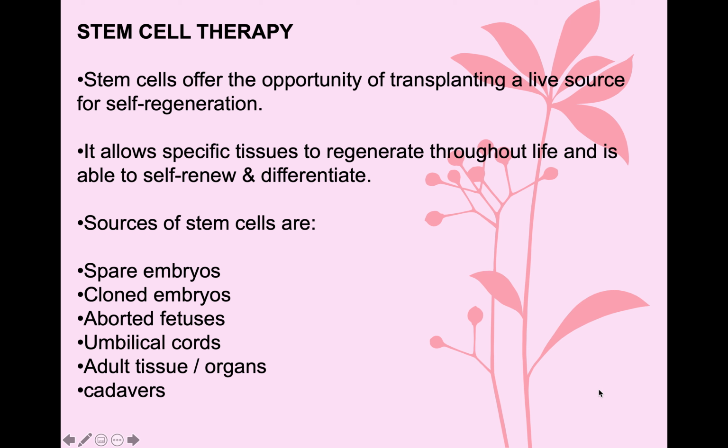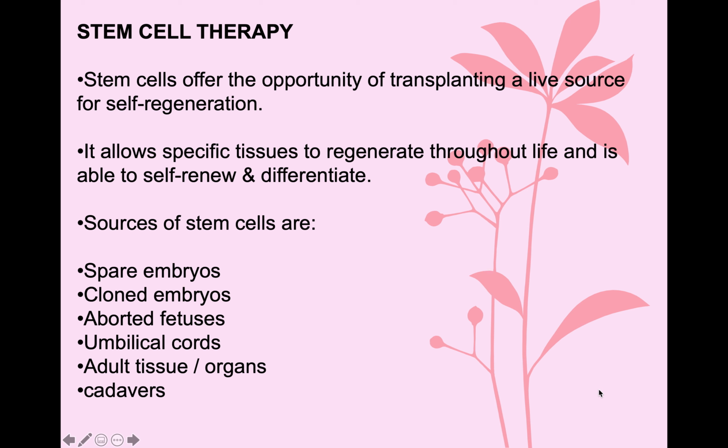So we know that stem cells have many uses, as hopefully you still remember from chapter 5. Stem cells offer the opportunity for transplanting a life source for self-regeneration. Because stem cells have many uses, they allow specific tissue to regenerate throughout life. And again, the specialty of stem cells is that they are able to self-renew and differentiate into any other types of cells or tissue regardless of where they are from originally.